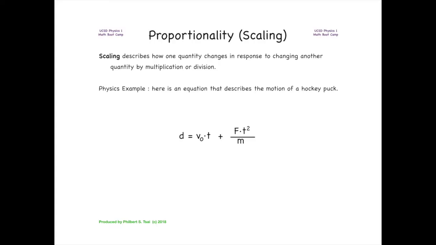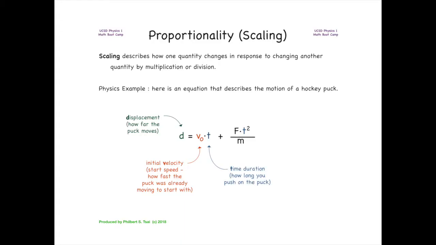Let's take a physical example. Here's an equation that describes the motion of a hockey puck on a frictionless surface like an ice rink. D stands for the displacement, how far the puck moves. This symbol v0 is the initial velocity. It's the start speed. How fast is the puck moving to start with?